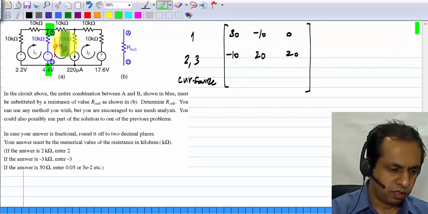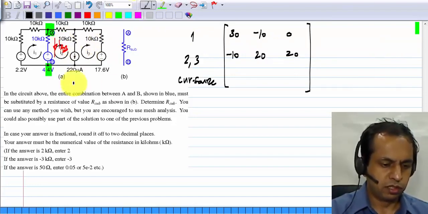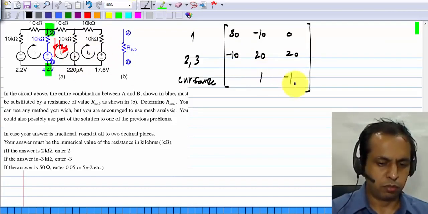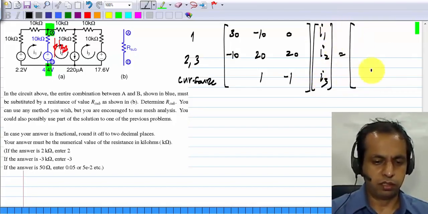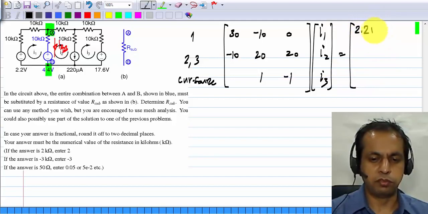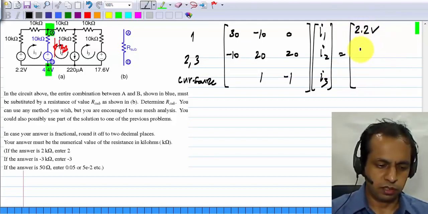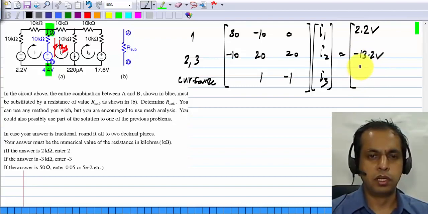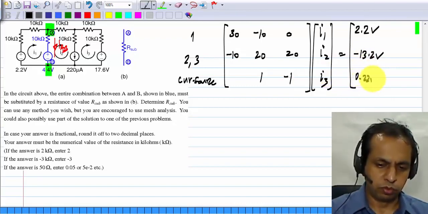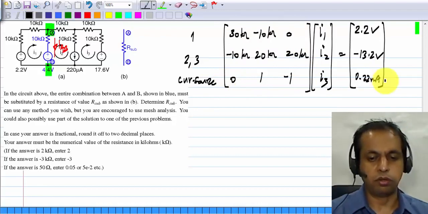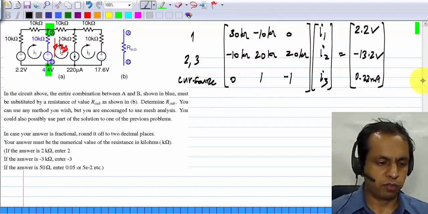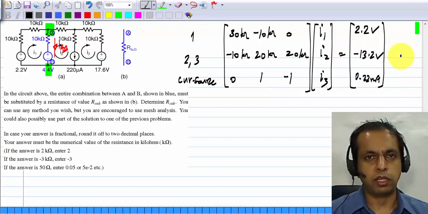Then also you know that I2 minus I3 is this current source. This is of course multiplying the unknown current vector, and the result is the voltage rise in the first mesh, which is 2.2 volts, the voltage rise in the super mesh, which is minus 13.2 volts, and the current, which is 0.22 milliamperes. By the way, the first two rows are in kilo ohms, and the third row is dimensionless. And you can invert this, find I1, I2, I3 and solve for it.